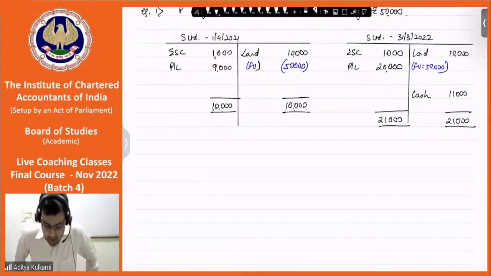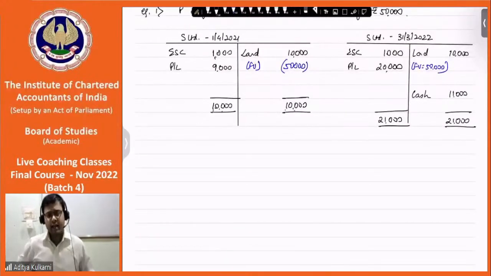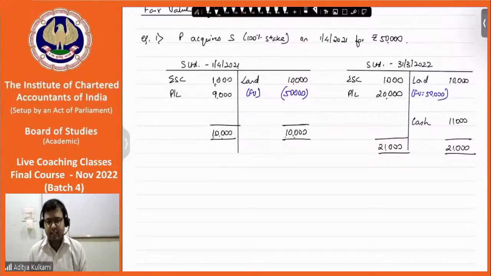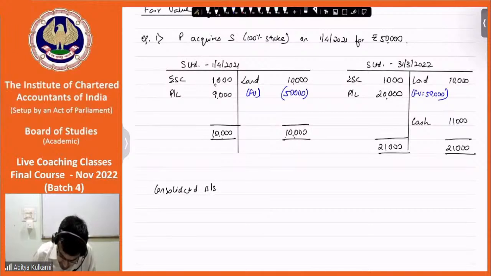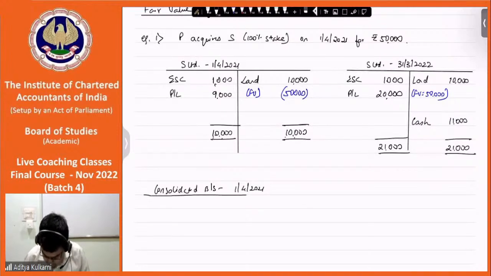Now, if I have to prepare a consolidated balance sheet, look at all the steps that we have gone through. Now, when I go through all these steps, as on 1st April, consolidated balance sheet, 1st April 2021, on the date of acquisition.